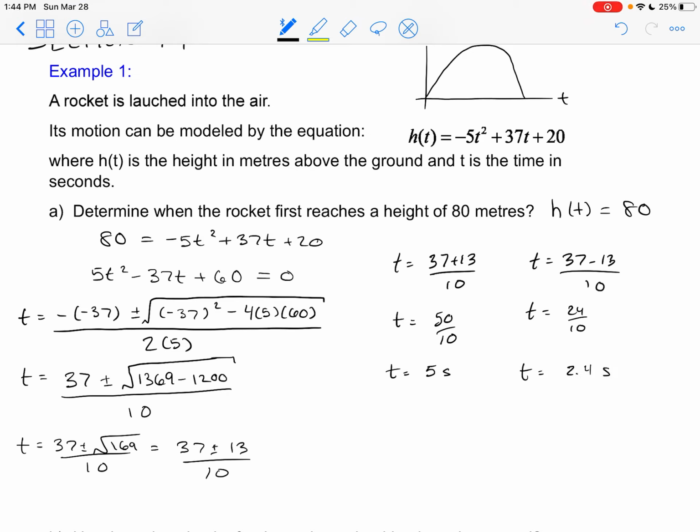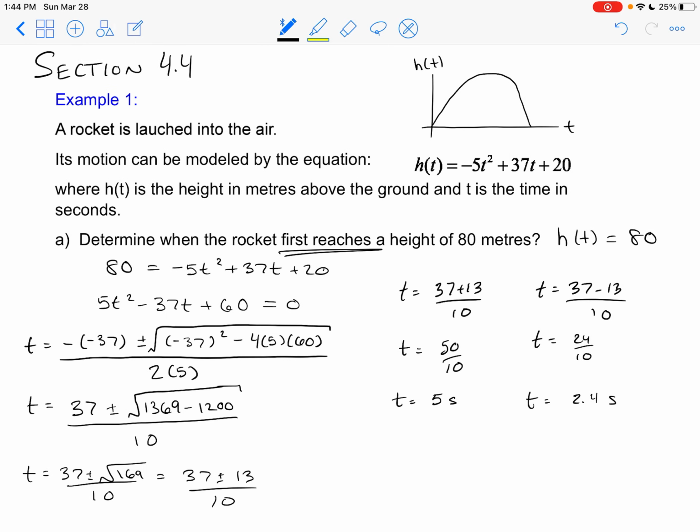All right, but the question says when the rocket first reaches a height. So if you look at where I sketched it, two positive real time values just mean that somewhere here the rocket hits 80 meters and keeps going, and then on its way back down it goes back to 80 meters, right? That's what's happened here. So when it first reaches 80 meters, that's the earlier time.